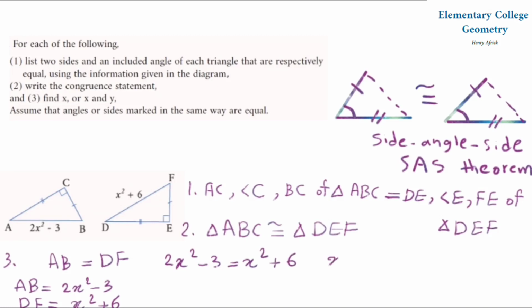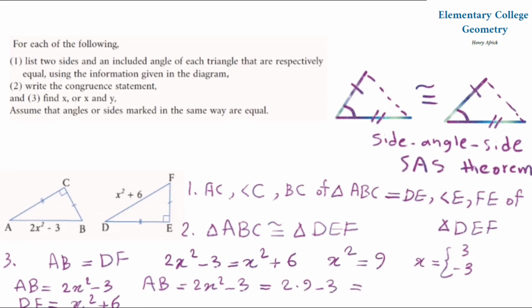So x squared equals 9. So x equals 3 and negative 3. So AB equals 2x squared minus 3, which equals 2 times 9 minus 3, which equals 18 minus 3, 15. And DF also equals 15.